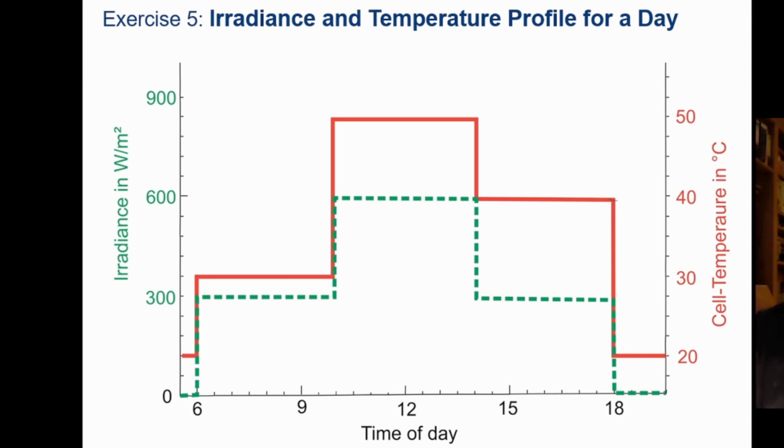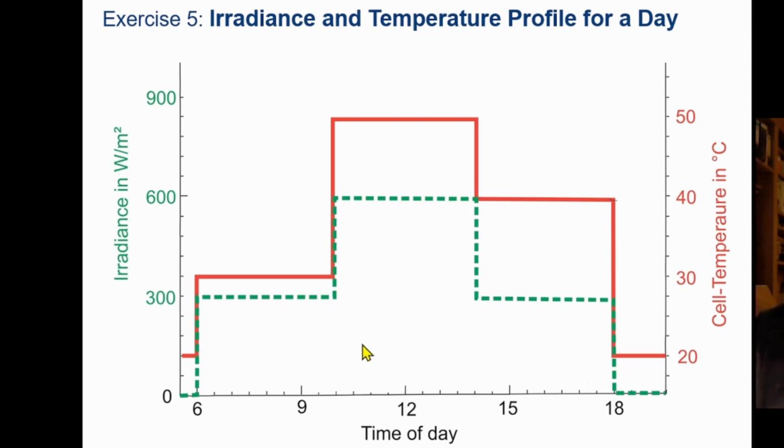Same as in exercise 4, we make a draft of the temperature and irradiance profile. So the dashed green line is the irradiance value. Here 300 watt per square meter until 10 a.m., then 600 watt per square meter until 2 p.m., and from 2 p.m. to 6 p.m. we have 300 watt per square meter. After sunset irradiance is 0. For the temperature, in red, we have 30 degrees between 6 a.m. and 10 a.m., and then it goes up to 50 degrees Celsius from 2 hours before and 2 hours after midday, and then from 2 p.m. to 6 p.m. we have 40 degrees Celsius, and then after sunset 20 degrees Celsius.